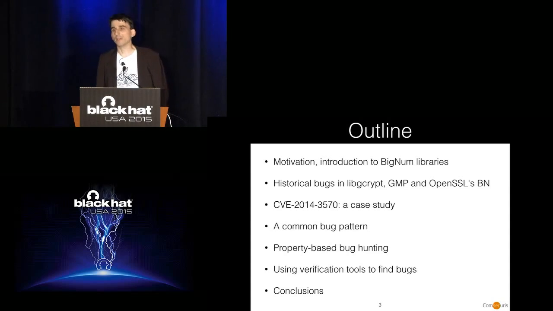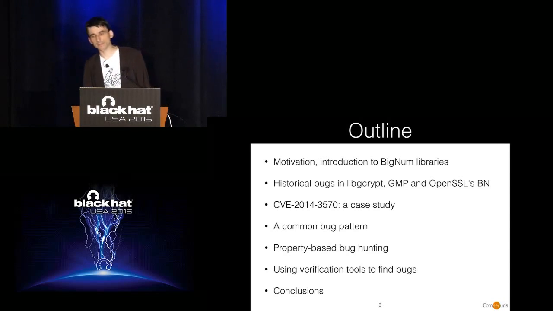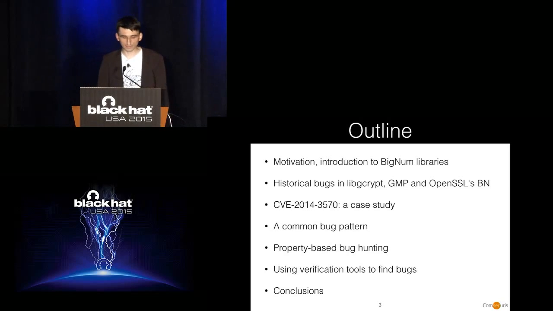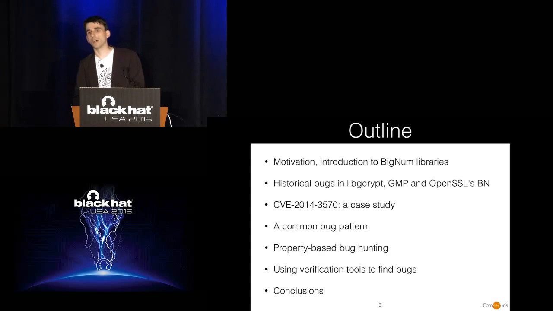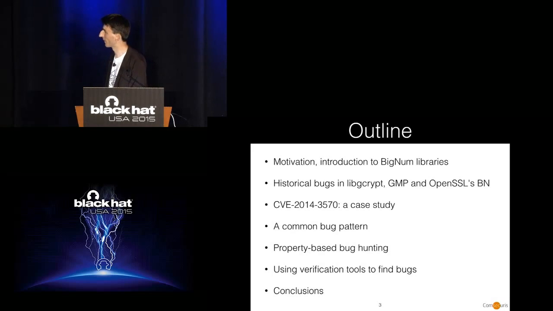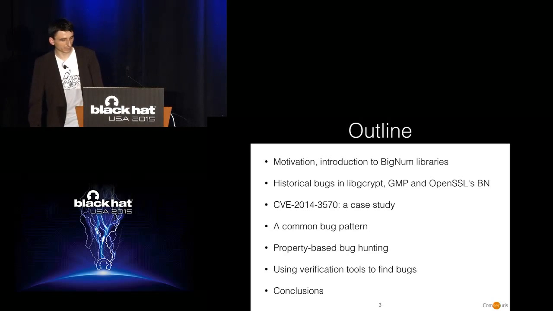I will talk about a recent bug in OpenSSL, patched in January of this year, as a case study to motivate the general class of bugs, and to also give an example of a very common bug pattern. I have chosen this particular bug because it's recent, but also because it is easier to understand than others. I will talk about property-based bug hunting. This is an expression I made up myself. You'll see what it is later. I wish there was a better expression for it. And I will talk about using verification tools to find bugs, and then we'll come to the conclusions.